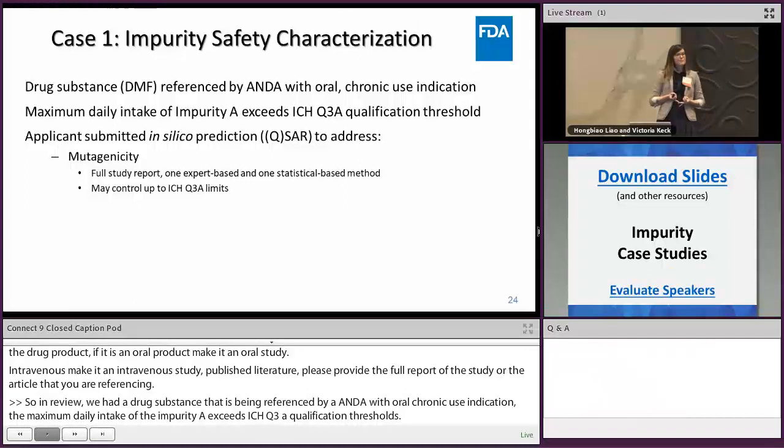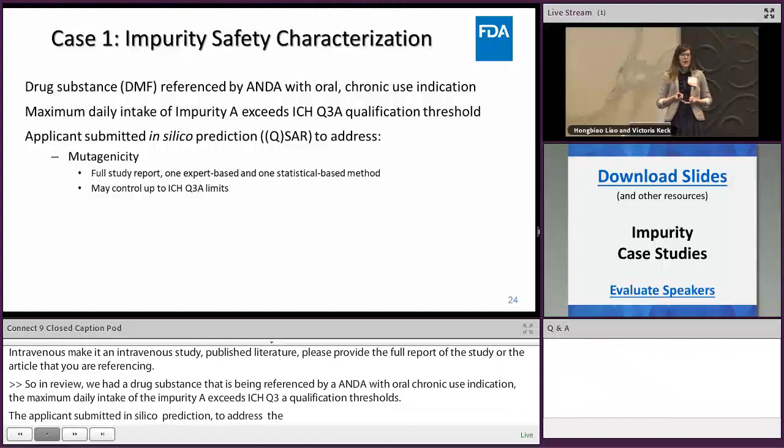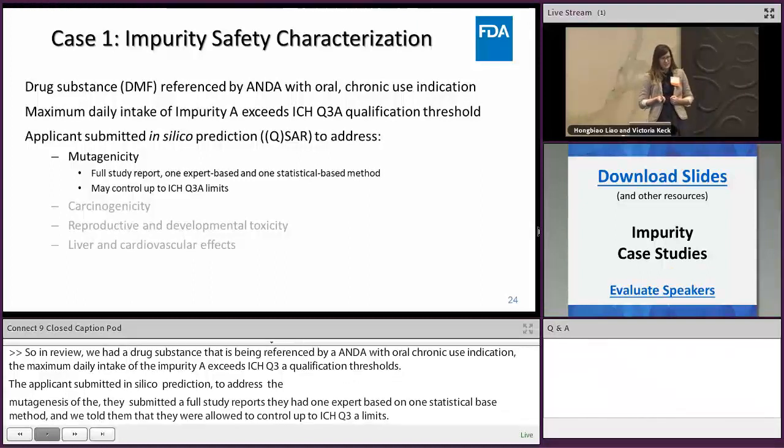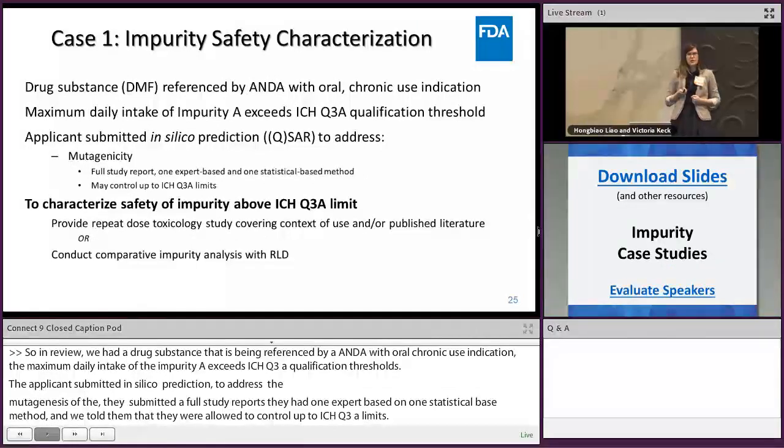They had one expert-based and one statistical-based method, and we told them that they were allowed to control up to ICH-Q3A limits. Now, for the other endpoints that they submitted for in silico prediction, we did not accept those. So we told them, in order to characterize the safety of an impurity above ICH-Q3A limits, you need to provide a repeat dose toxicology study that covers the context of use of your product, and/or you could submit published literature, or you can conduct a comparative impurity analysis with the RLD.